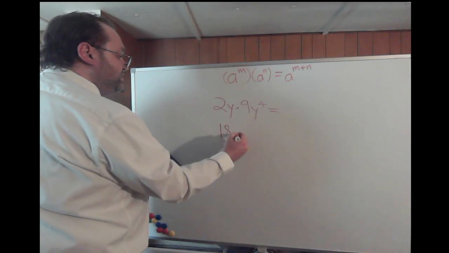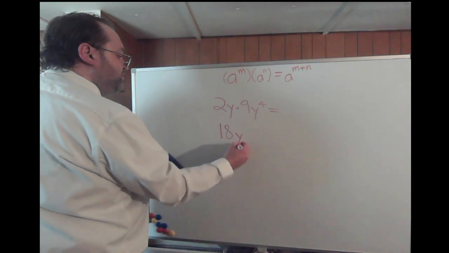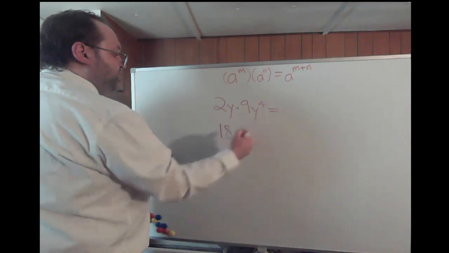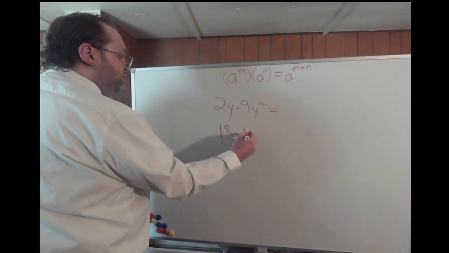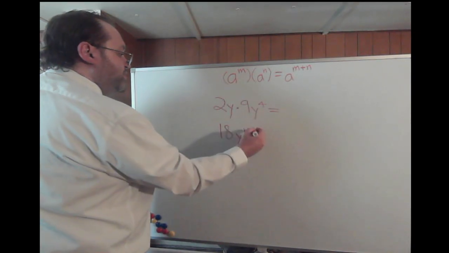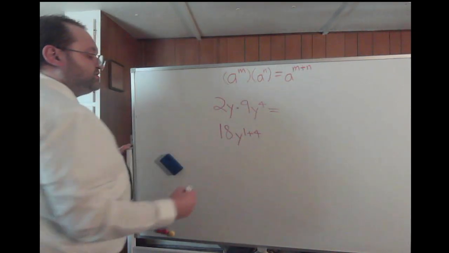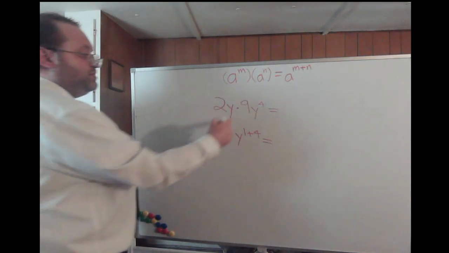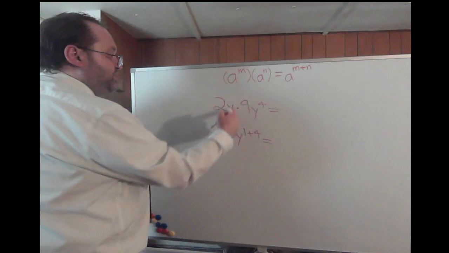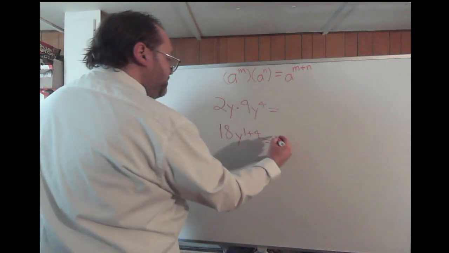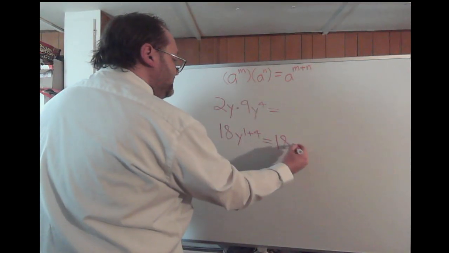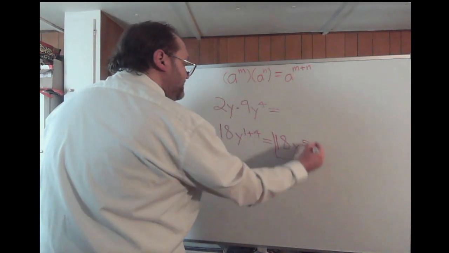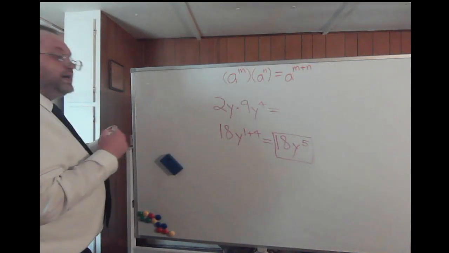Well, that y by itself is like y to the 1st. You have the same base of y, so you keep your base of y. You have y to the 1st plus 4, y to the 1 plus 4 is what you'll have. Because you did 2 times 9, that's 18. Then you have the same base y, so you'll add the 1st power plus the 4th power. That's going to give you 18 times y to the 1 plus 4, which is the 5th. So the answer we're looking for here is 18y to the 5th power.